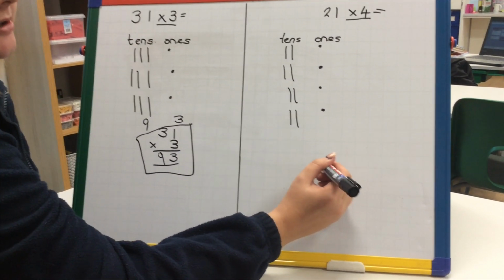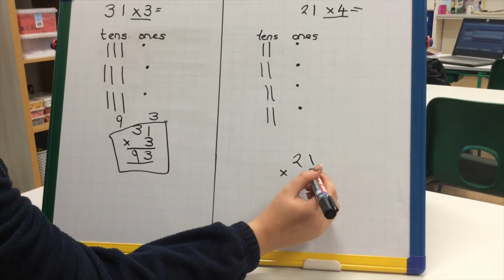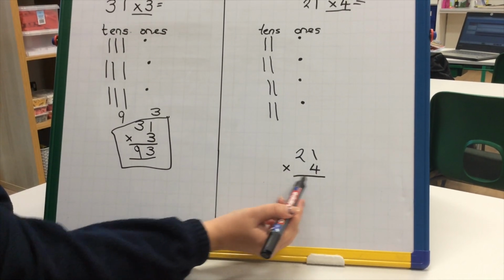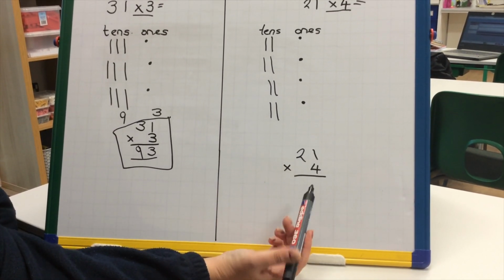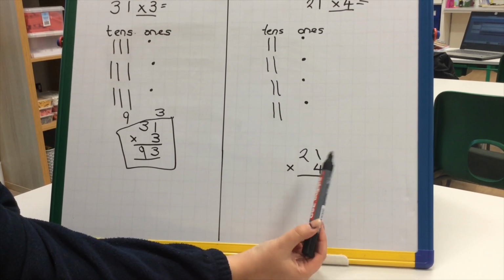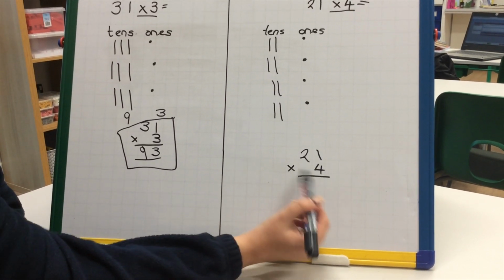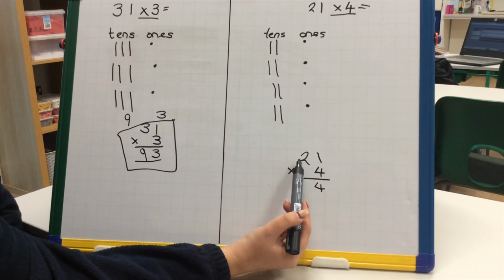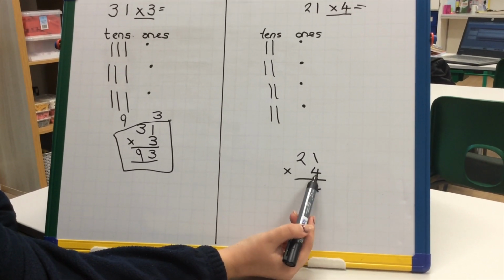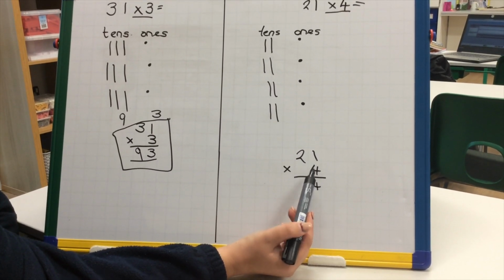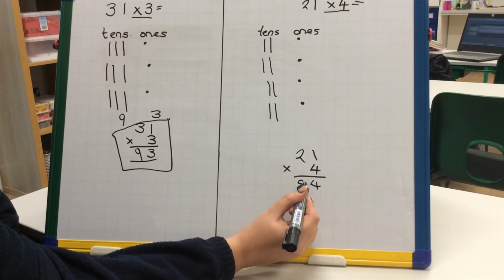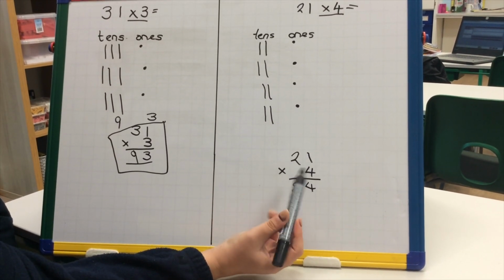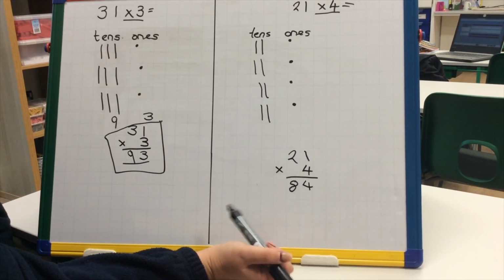If we're writing it out, 21 multiplied by 4, this is the formal written method. Again we line our ones up, we stick to our tens and ones columns, and we begin with our ones column. So 1 multiplied by 4, 1 times 4 is 4, it goes in your ones column. Then we move across to our tens, so we have 2 tens multiplied by 4, 2 times 4 is 8. Again we write it in our tens column because we weren't just doing 2 times 4, we were doing 2 tens times 4. The answer is 84.